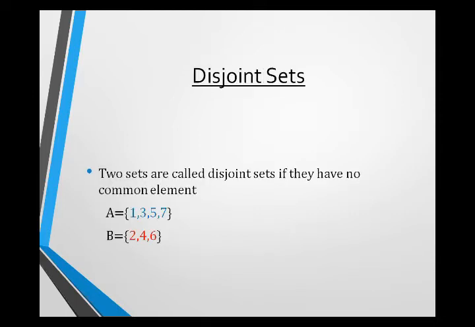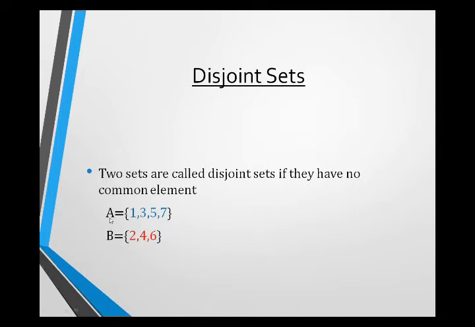Now students, what are disjoint sets? If we have a pair of sets, the two sets are called disjoint sets if they have no common element. As you see, here is an example of disjoint sets for your understanding. Two sets are called disjoint sets if they have no common element.